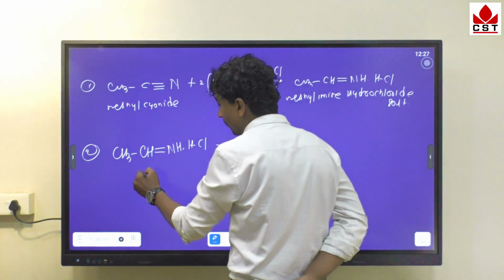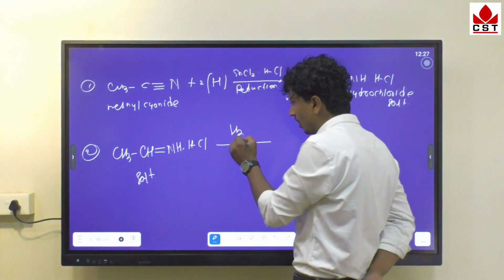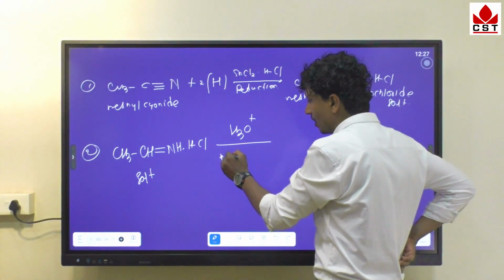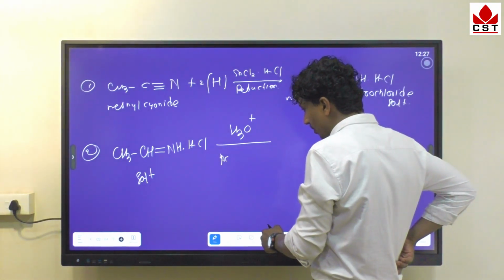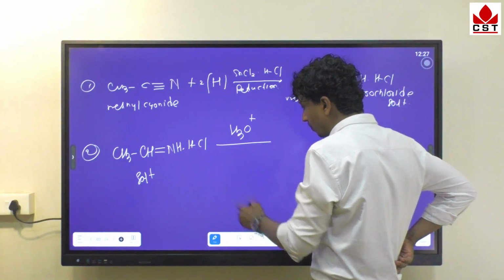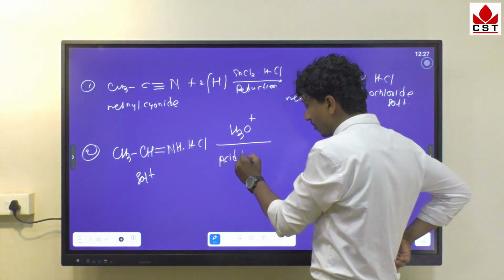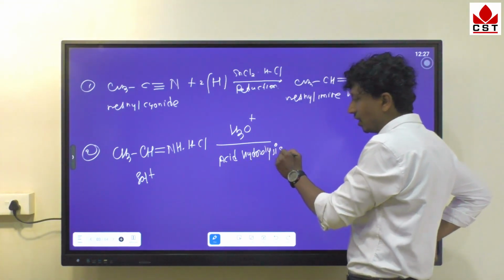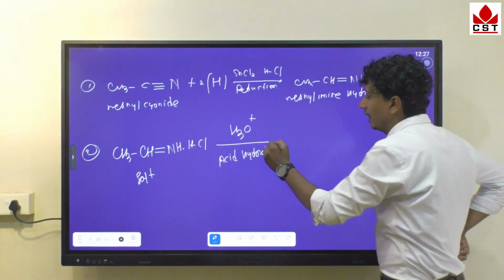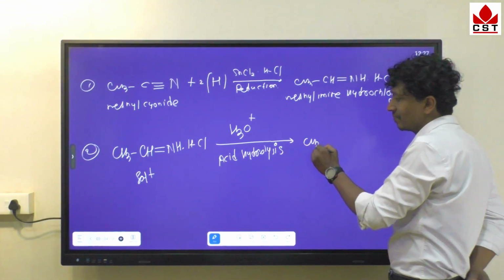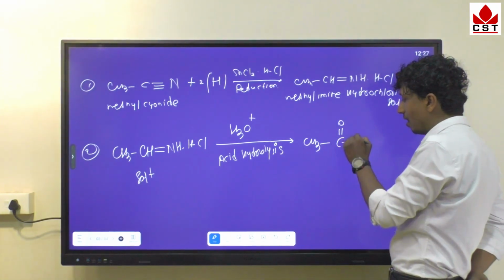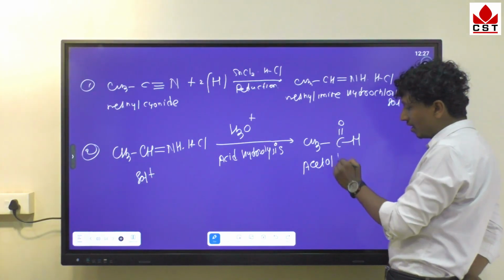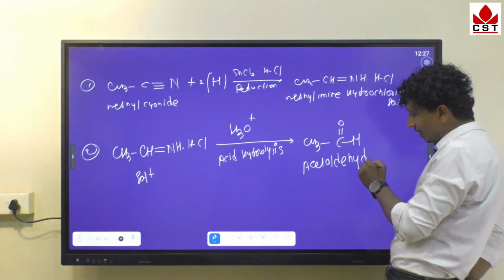The treatment of such a salt with H3O+. H3O+ is the acid, the hydronium ion. This type of reaction is called acid hydrolysis, and finally CH3-C(=O)H is formed. Such an aldehyde is called acetaldehyde in the common name.